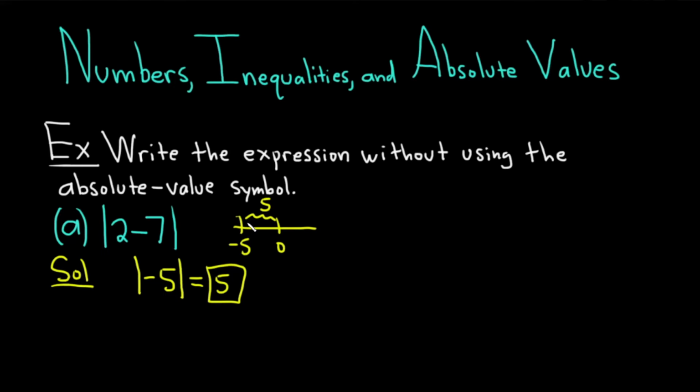Let's do another one. Part B, the absolute value of the square root of 3 minus 3. This one's going to be a little bit harder. Solution. So in order to do this problem, we have to know the actual definition of absolute value in terms of piecewise functions. So this is super important.